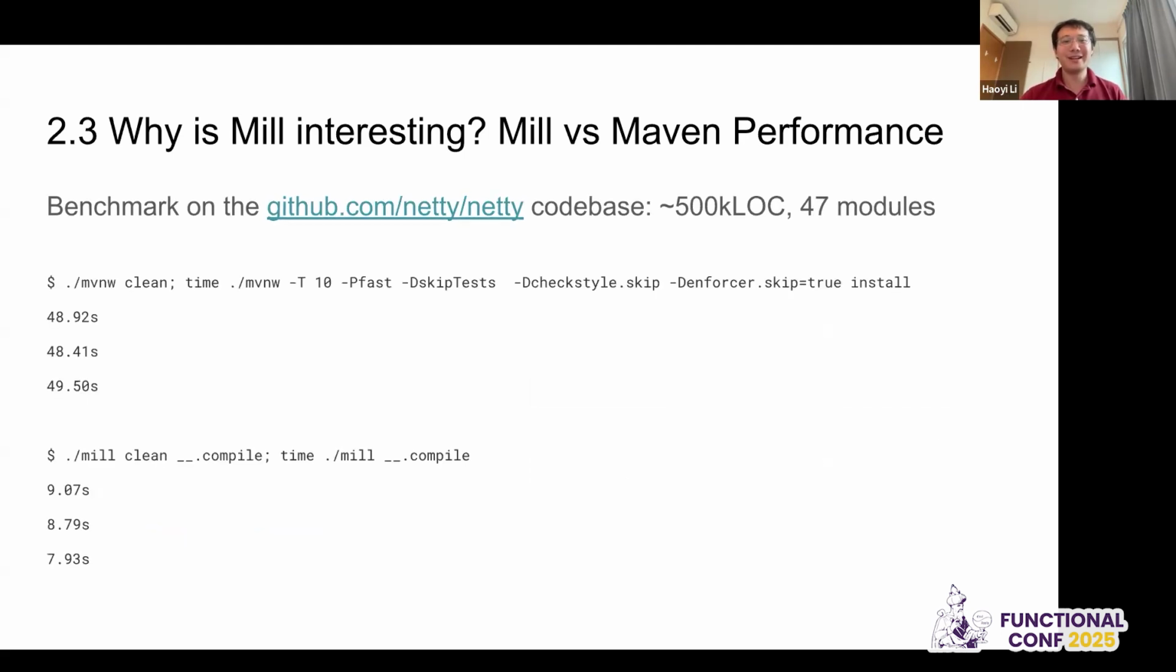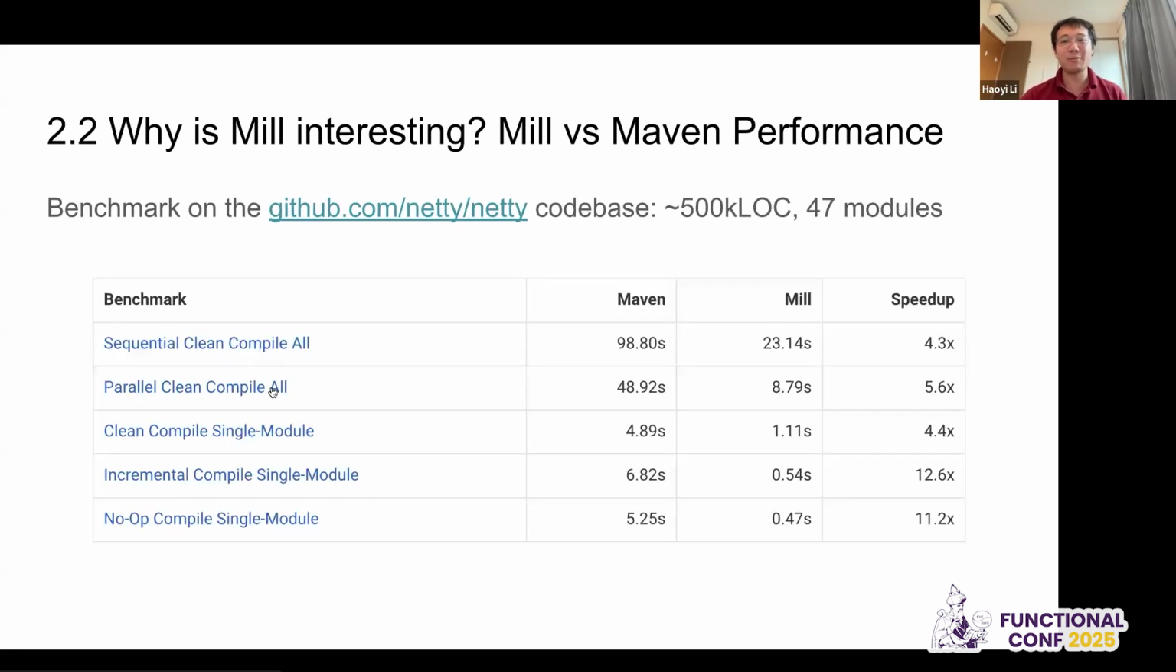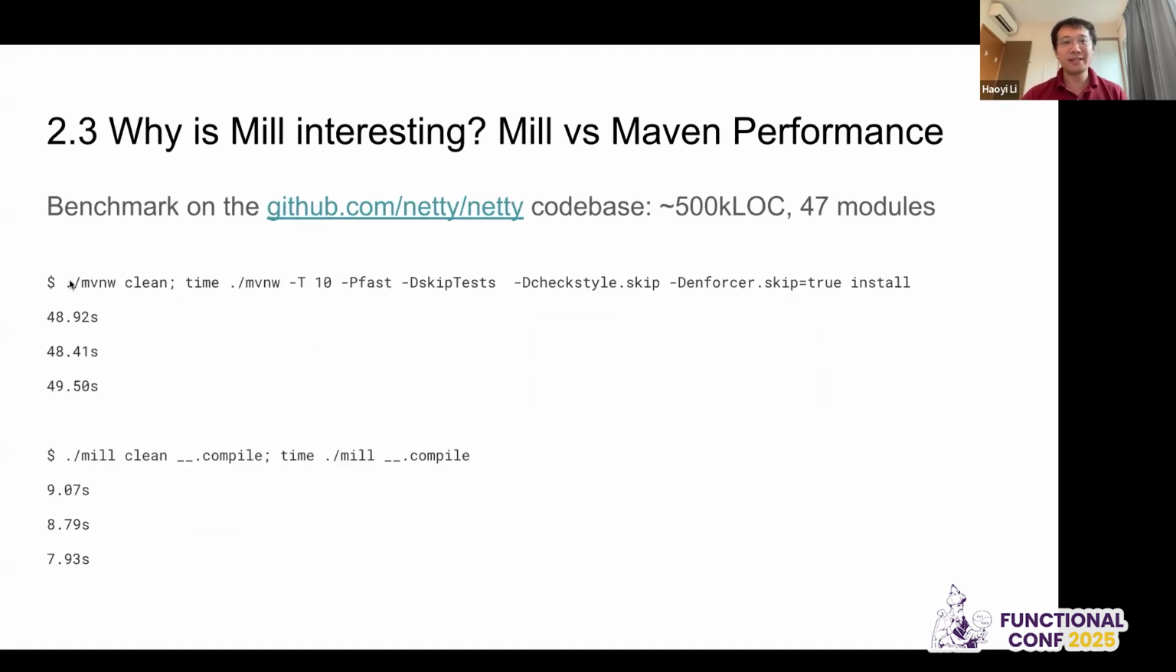So how do we do this, right? Well, for example, for the parallel clean compile all benchmark we see here, this is the benchmark command we use for Maven and Mill. So we ran clean, then we ran Maven with 10x parallelism. That's how many cores I have on my laptop. With a bunch of flags to skip tests and skip the various checks to only focus on compilation. And we use install rather than compile because due to some Maven intricacies, compile all doesn't work so easily. And for Mill, we have a similar thing, except for Mill, parallelism is the default, so you don't need to pass that in. And for Mill, tests and linters and such are opt-in, so you don't need to explicitly disable them when you run compile.